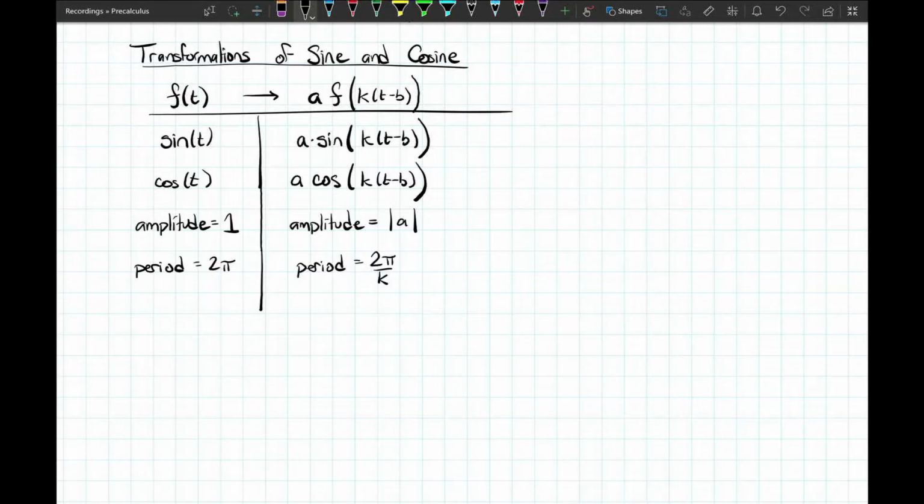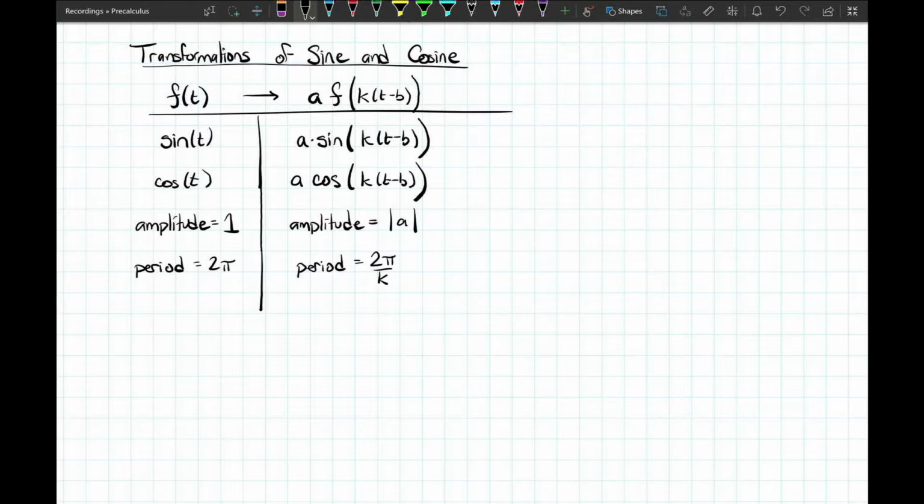If b is a negative number and we have t minus a negative value b, well, then that's going to look a lot like just t plus b, obviously. But that is going to be a shift to the left. So having this minus sign there can be a little bit helpful.